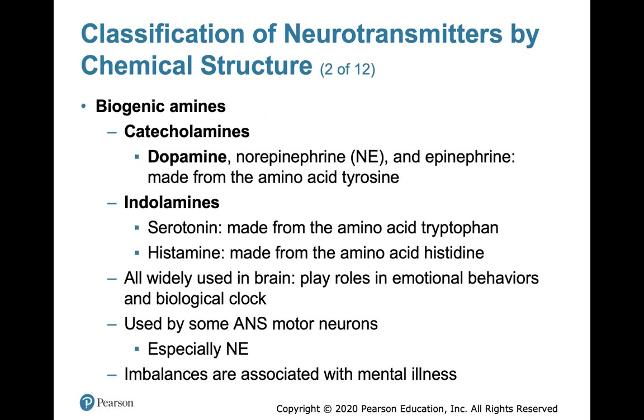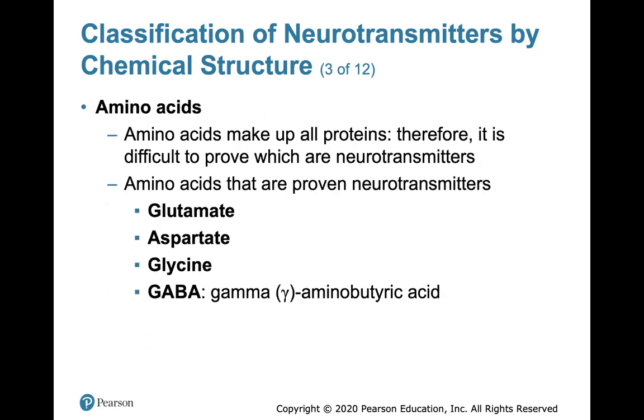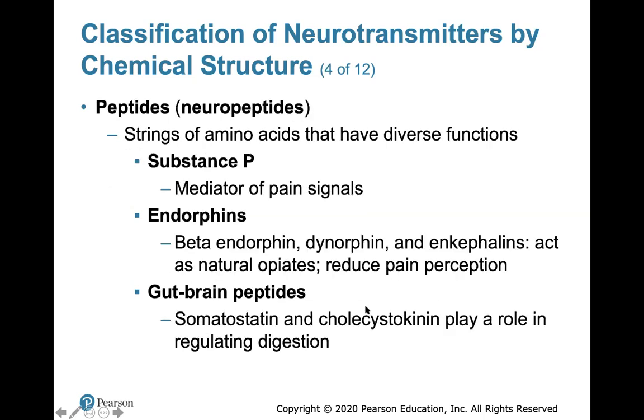You have other different types of neurotransmitters: catecholamines, where dopamine is one of them, along with norepinephrine and epinephrine; indolamines, which include serotonin; and histamine, which are in important use in the brain. Amino acids make up all proteins. Therefore, it's difficult to prove which ones are neurotransmitters. But the ones that are proven neurotransmitters are glutamate, aspartate, glycine, and the amino acid neurotransmitter GABA.